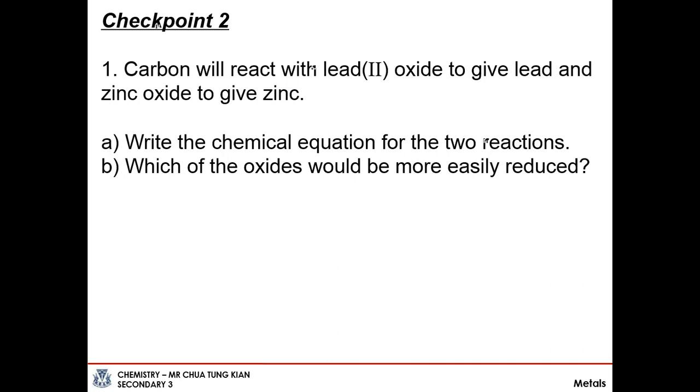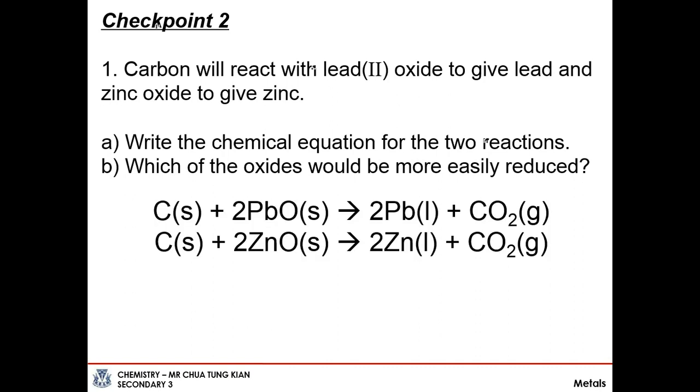Carbon will react with lead-2 oxide to give you lead and zinc oxide to give you zinc. So carbon can react with lead-2 oxide to give you lead and carbon can react with zinc oxide to give you zinc. The chemical equations for the two reactions are very simple. You will get carbon dioxide being produced at the end of the reaction as well as the metal. So which of the oxides will be more easily reduced? Which one will react with carbon more readily?